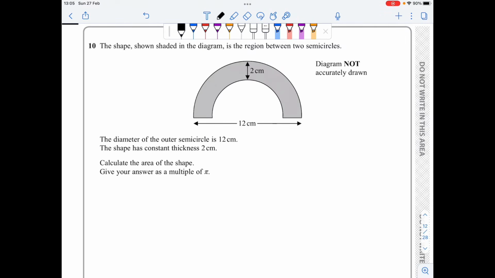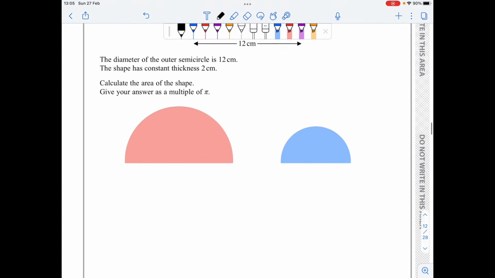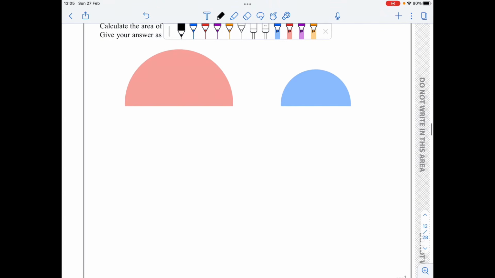For question 10, to find the shaded area, imagine that I have two semicircles, the red and the blue, and the shaded area is the area of the red minus the area of the blue. Now for the red one, the diameter is equal to 12, so the radius is equal to 6. For the blue one, the diameter is 12 minus 2 minus 2, so it's 8, which means that the radius is equal to 4.